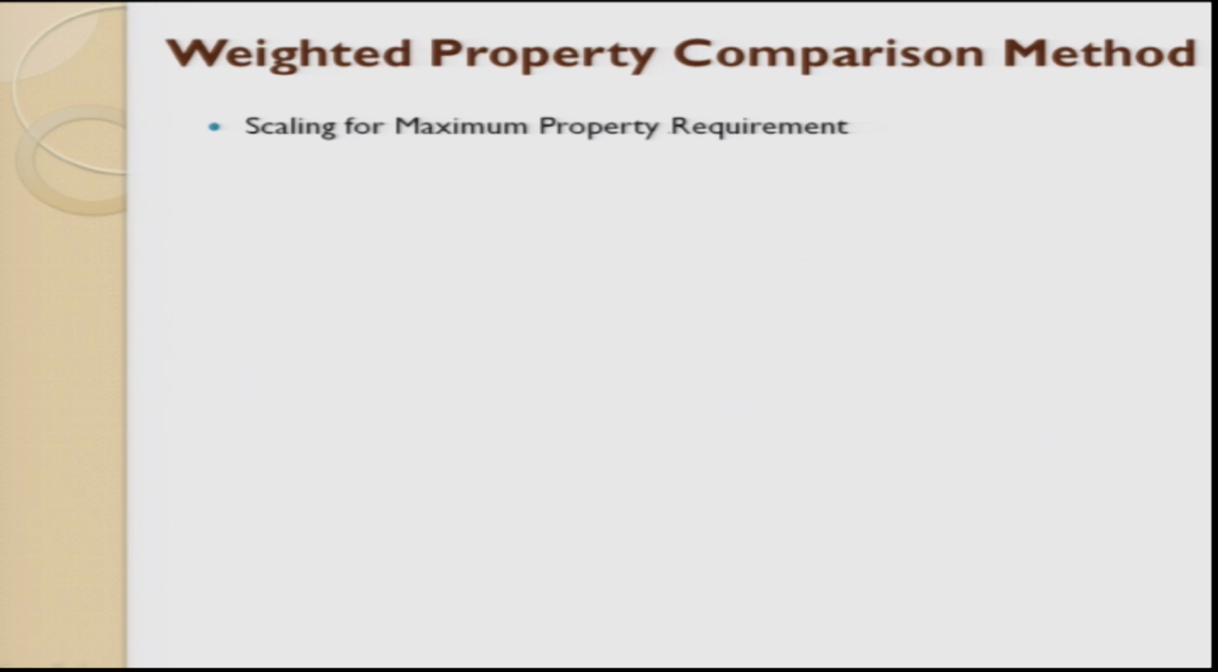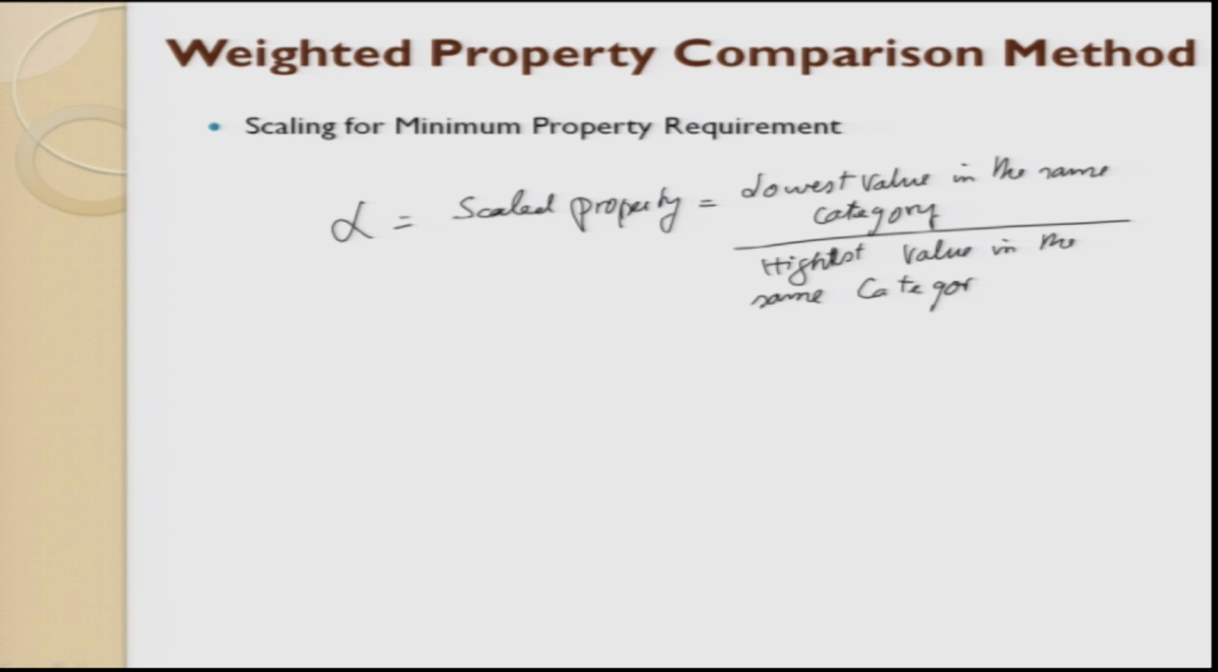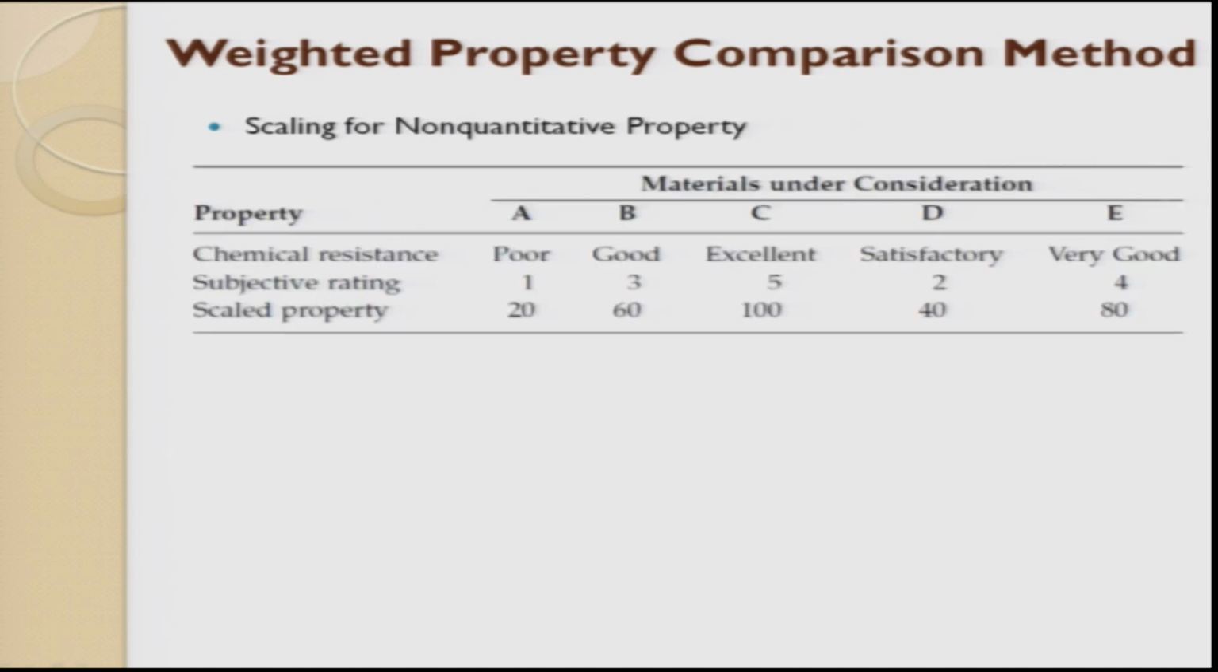In the same way you can also do the minimum property. The minimum property is again alpha, the scaled property, which is nothing but the lowest value in the same category divided by the highest value in the same category. So you have done it for maximum, you have done it for minimum, and then you multiply it with 100, so you get the value. So here is the scaling for the non-quantitative properties.